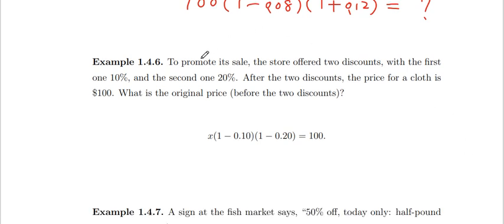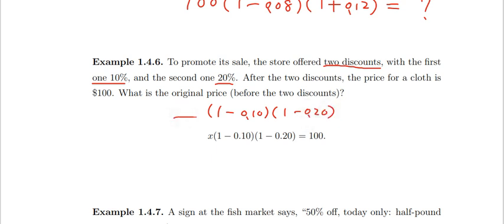Okay, so now there's a problem. To promote itself, the store offered 2 discounts. The discount goes down, so 1 minus, 1 minus. The first one goes down 10%. The second one goes down 20%. So we should use the 1 minus first one 10%, and the second one is 20%.